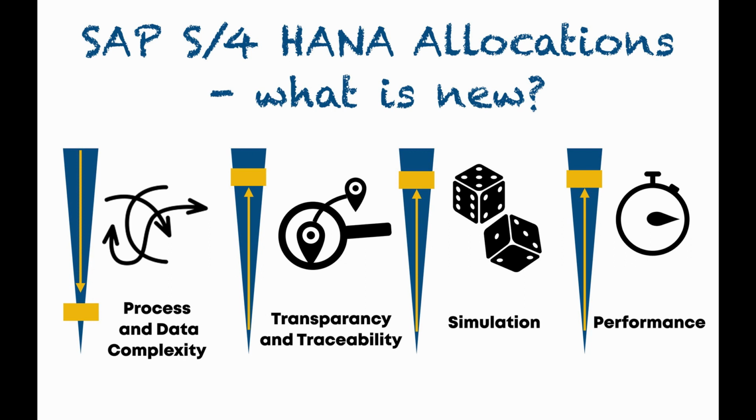The simplified data model behind the new allocation functions and the single source of truth, the Universal Journal, help to improve the performance and to save time during month-end closing.